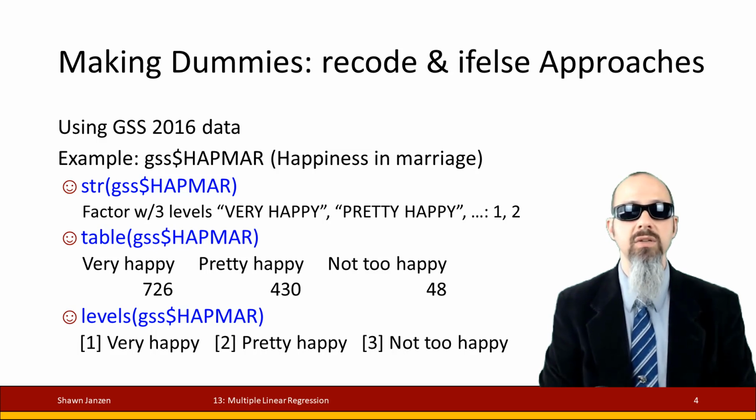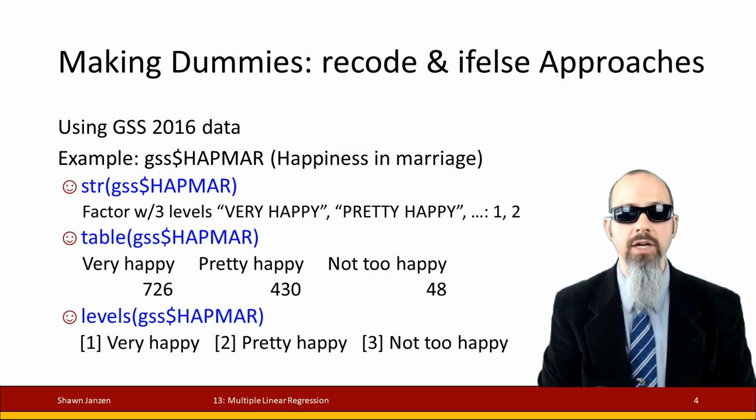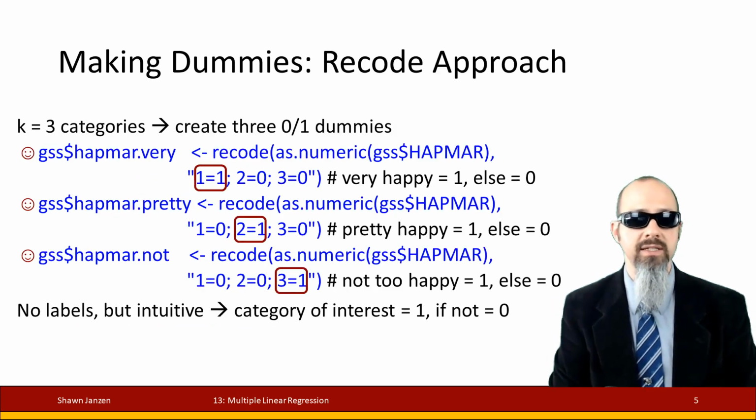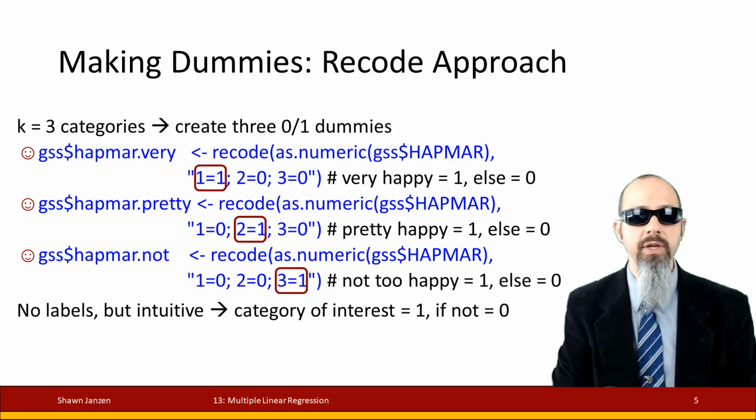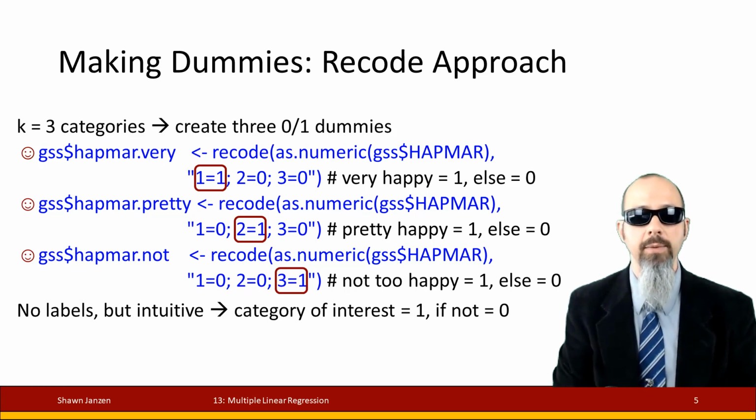The levels function is the one that's going to tell me the number coding, that if I was to turn this into something numerical to plug into the regression, how is R going to see it? And what I have is 1 is very happy, 2 is pretty happy, 3 is not too happy. Now when I want to make these into dummies, I can at most make up to 3 here if I'm doing 1 category per dummy. So I'm going to use the recode function first. This is in the car library, and I'm going to be able to make up to 3 of them here.